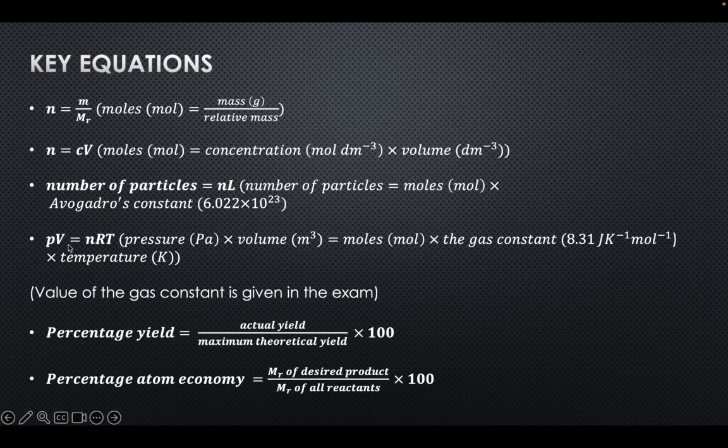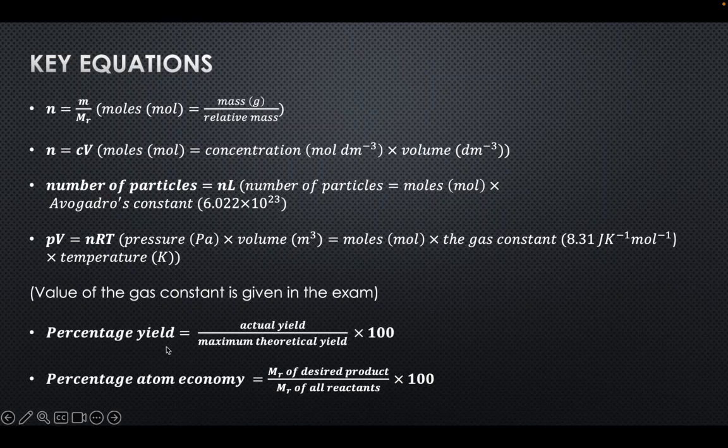And we have something called the ideal gas equation here. This is pV equals nRT. So pressure times volume equals moles times R, which is something called the gas constant, times temperature. And the units are pressure in pascals, volume in meters cubed, moles in moles, the gas constant, and the temperature in Kelvin. So the gas constant, just like the Avogadro's constant, will be given to you in the exam, so you don't need to know it. And its units are joules per Kelvin per mole.